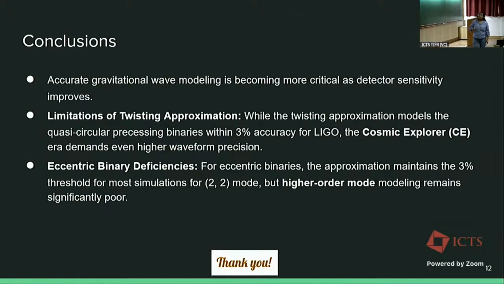Accurate gravitational wave modeling is becoming much more critical as detector sensitivity improves. The twisting approximation that we use to model precessing binaries is good for LIGO, but the accuracy is not good for Cosmic Explorer, the third generation detector. For eccentric binaries, the approximation maintains the 3% threshold for the 2-2 mode, but for the higher modes we need to study more because the accuracy is not as good. Thank you.